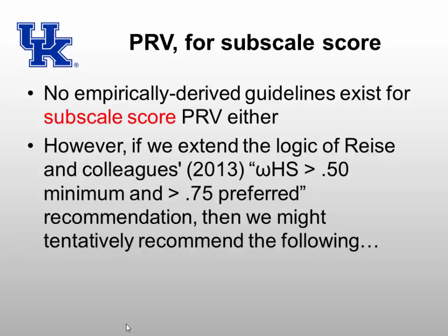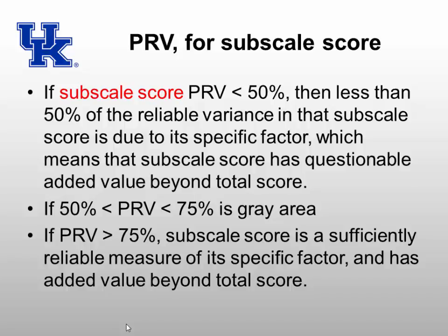You can extend this logic to the subscale score. There are no empirically derived guidelines, but extending what Reise said, we could say that if a subscale score PRV is less than 50%, then less than 50% of the reliable variance in that subscale score is due to that specific factor, which means the subscale score has questionable added value. We're mostly measuring something else rather than the thing we're supposed to be measuring. If it's in between these two, it's a gray area. If it's greater than 75%, we like to see that. We want to see our PRVs for the subscale scores greater than 0.75 if you want to use them.